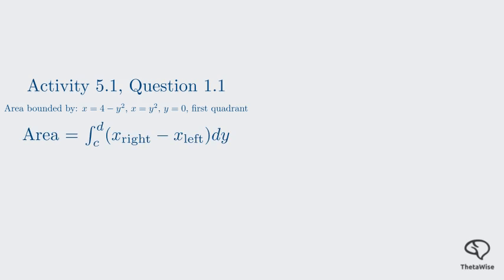This helps us see which function is on the right and which is on the left, and where the curves intersect. The first curve, x equals 4 minus y squared, is a parabola that opens to the left. It crosses the x-axis when y is plus or minus 2. The second curve, x equals y squared, is a parabola that opens to the right. It passes through the origin. The problem also specifies y equals 0, which is the x-axis, and the first quadrant, meaning y must be positive. This already starts to define our region.